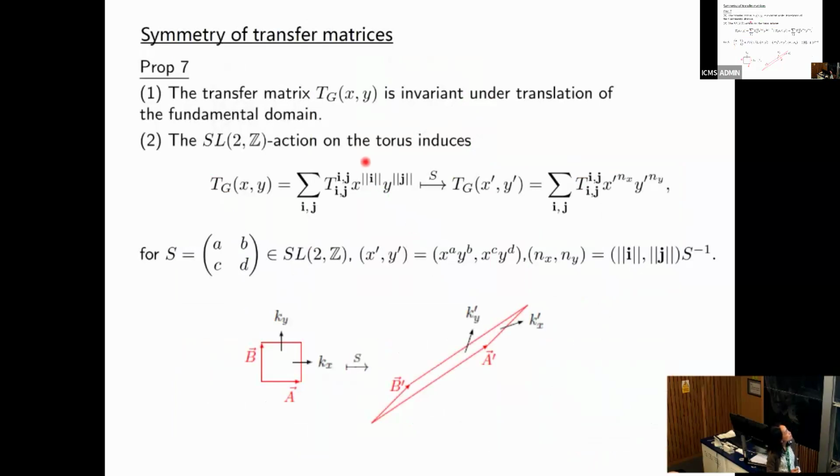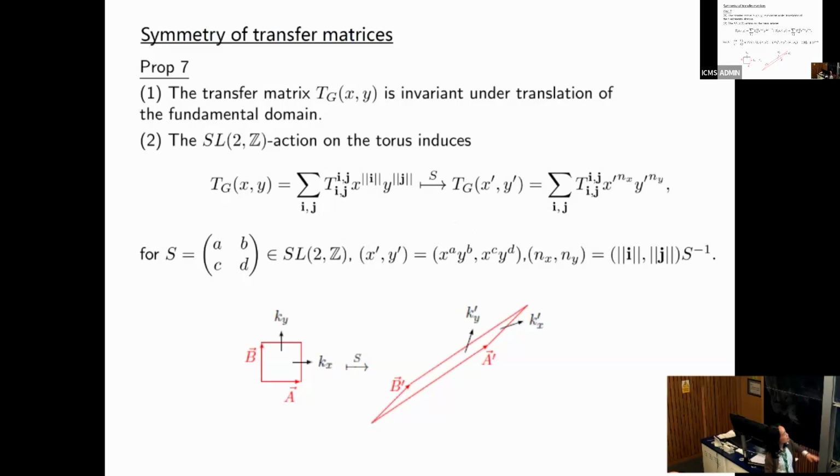So we have a freedom to choose the fundamental domain only. And the first claim is that this transfer matrix is invariant under the translation of the fundamental domain. Of course, it's very natural. And the second one is as well, the action on the fundamental domain like this. It changes the fundamental domain, but the transfer matrices change nicely, and essentially they are not changed. So this is a symmetry of transfer matrices.